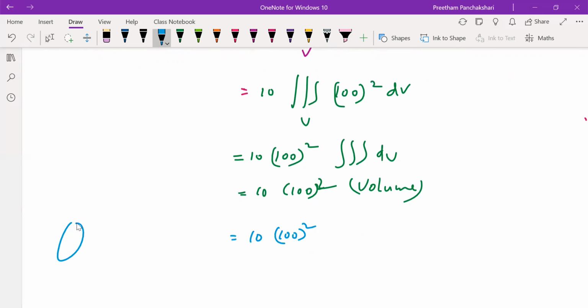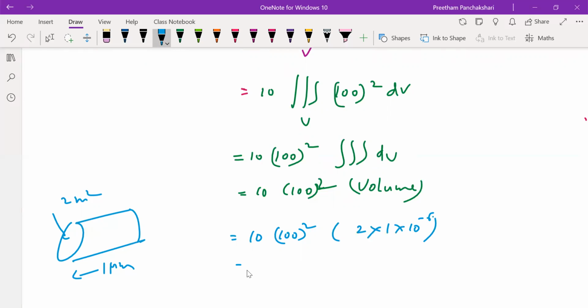So what is the volume? Recall, the length is 1 micrometer and the area is 2 meters square. So area into length will give the volume, that is 2 into 1 micro. So in this complete calculation, 10 power minus 6, here 10 power 4, 10 power 5, 10 power minus 1 is left out, into 2, gives 2.2 watts. This is the power dissipated in the given volume due to the electric field applied across.